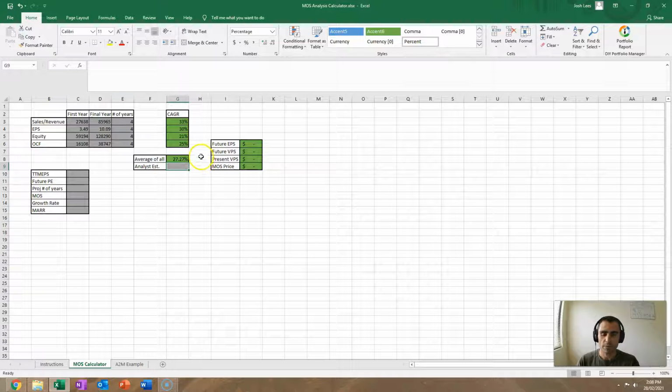So you could probably get away with using above a 20% number here, but I usually like to be conservative and not go over 20%. But tech is one of those industries where it can be quite explosive for a period of time. But yeah, we'll continue on. I'm going to find the analyst estimates for the next 5 years.